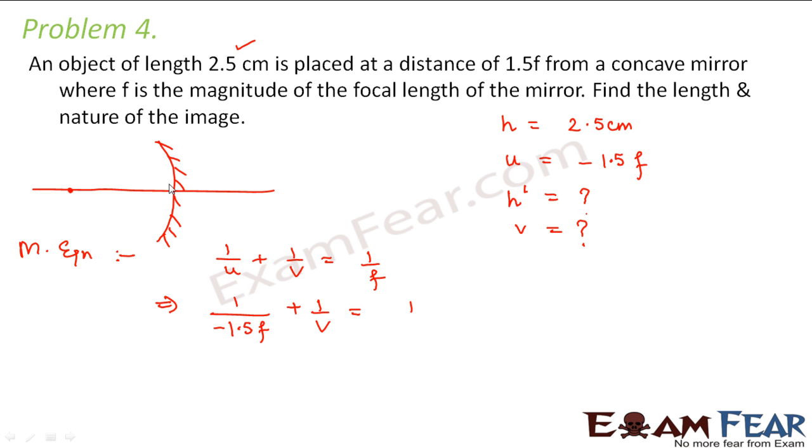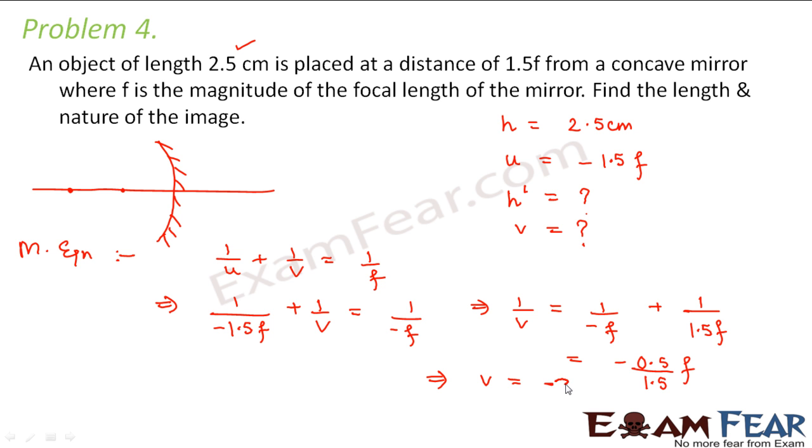Now what would be the value of focal length here? The focus will also be on the left hand side, so this will also be minus f. So from this we can say 1 by v is equal to 1 by minus f plus 1 by 1.5 f. So this becomes minus 0.5 by 1.5 f. So from this we can say v is equal to minus 3f. So this is the value for image distance, right?